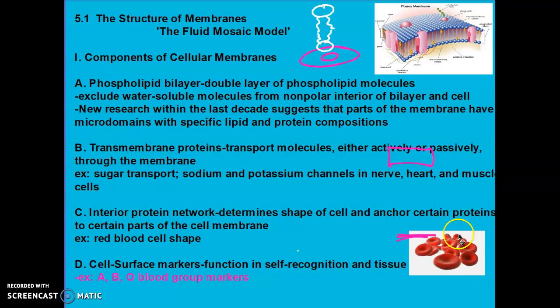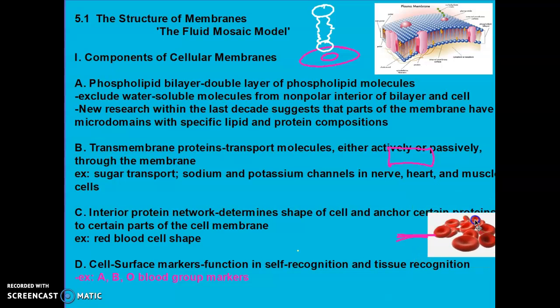The fluid mosaic model, if you think of a mosaic in art, so Ava, I expect you to be really knowledgeable about that.